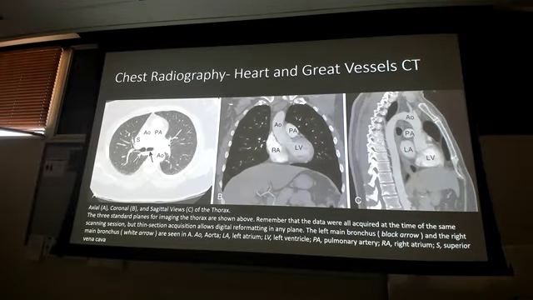Here's another one. So I have ascending aorta, descending aorta.